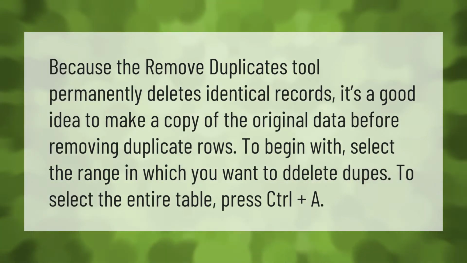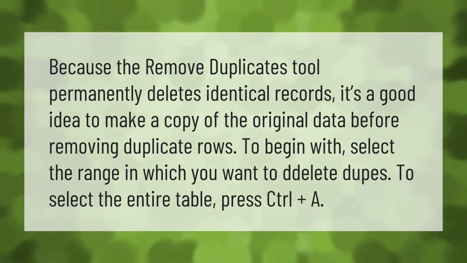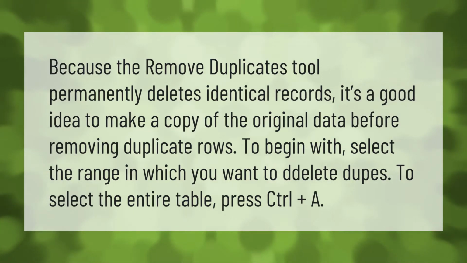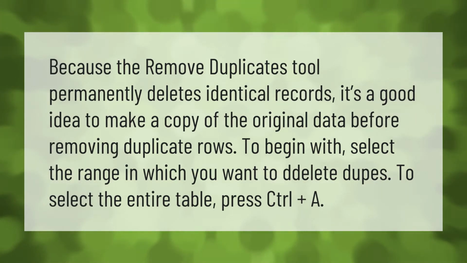Because the Remove Duplicates tool permanently deletes identical records, it's a good idea to make a copy of the original data before removing duplicate rows. To begin with, select the range in which you want to delete dupes. To select the entire table, press Ctrl+A.